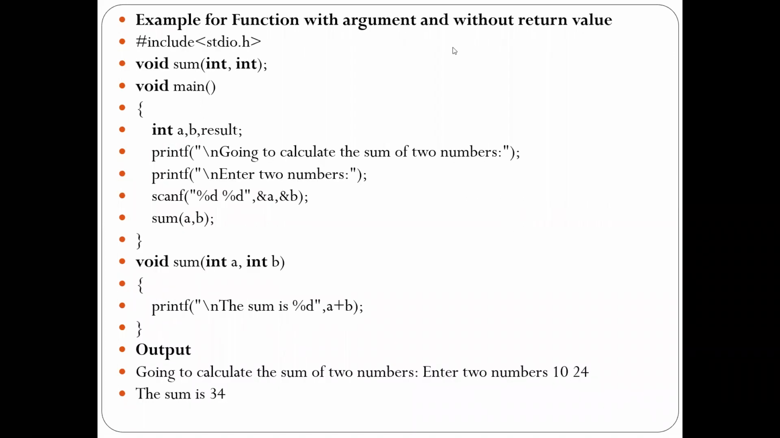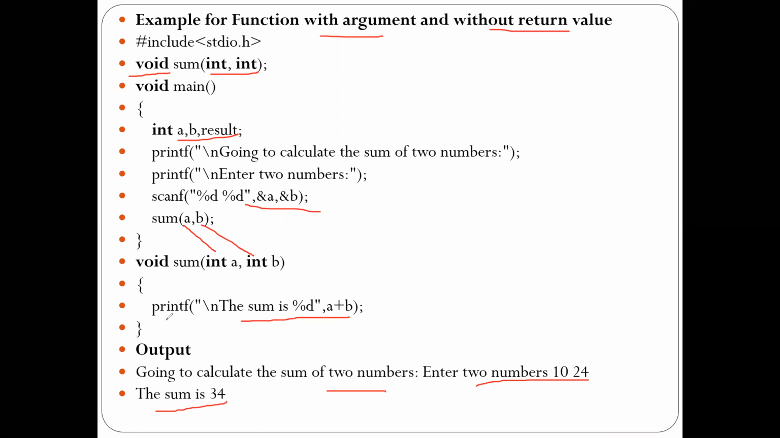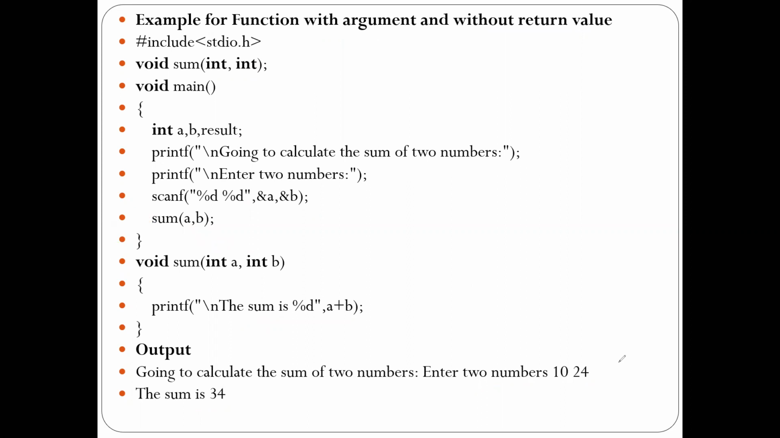And the third one is the function with argument and without return value. See here, there are 2 arguments, but our function is not going to return any value, so we specify void. Here 3 variables have been declared. Two of those variables are inputted as 10 and 20. These 10 and 20 will be passed to the function, and it will be printed as the sum, and it will return back without returning any value. That's it. So it proves the function with argument and without return value.